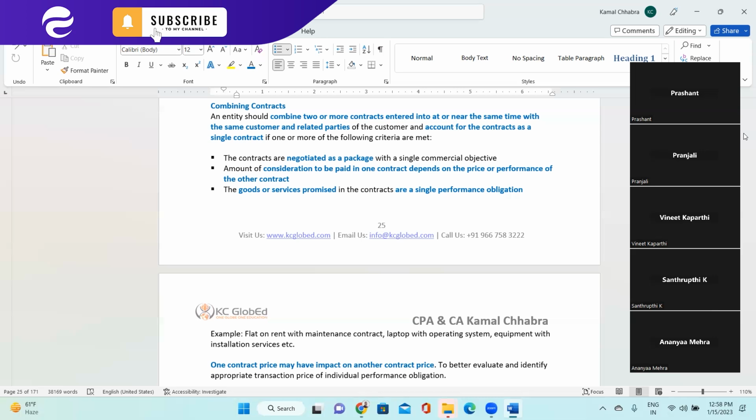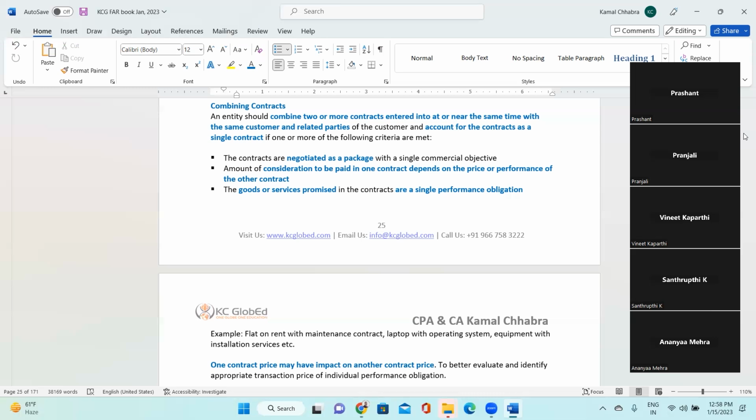So there are three categories. One is contracts that are negotiated as a package with a single commercial objective. Second is the amount of consideration to be paid in one contract depends on the price and performance of another contract. Third, when goods and services promised in a contract are a single performance obligation. Make sense? Then you can combine those contracts and evaluate them as one contract. Even though there might be separate performance obligations, never mix the performance obligation with the contract. They both are different things.